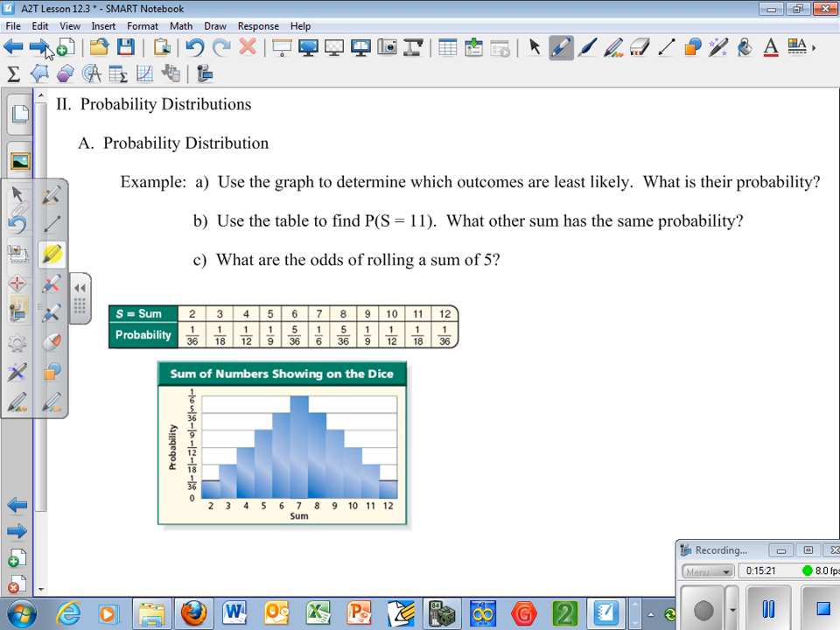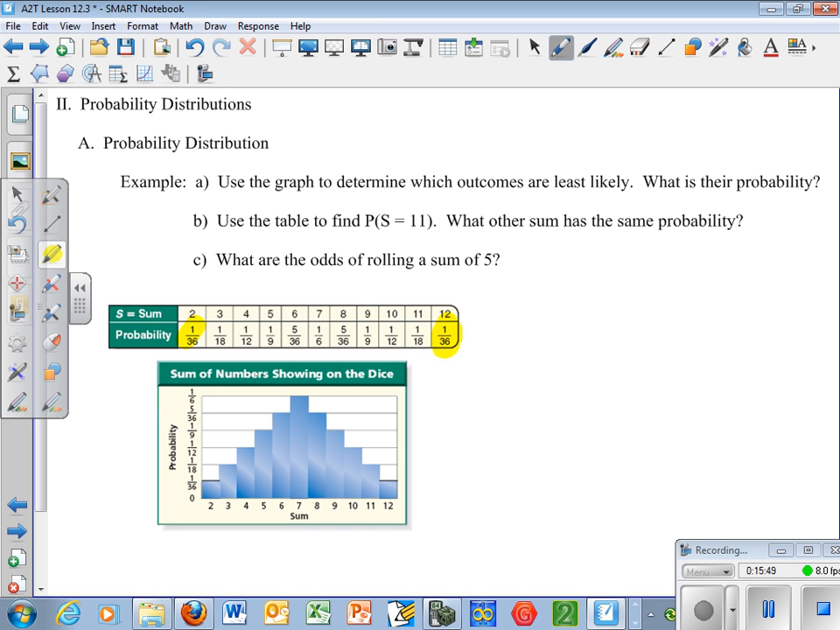Okay, last thing here, probability distribution. This is an example when 2 dice are rolled. Use the graph to determine which outcomes are least likely. What is their probability? Okay, notice the lowest probability is what we're looking for here, and that's getting a sum of 2 or a sum of 12. The only way that can happen, it's 1 out of 36. The only way you can get a 2 when you roll 2 dice is getting a 1 and a 1.